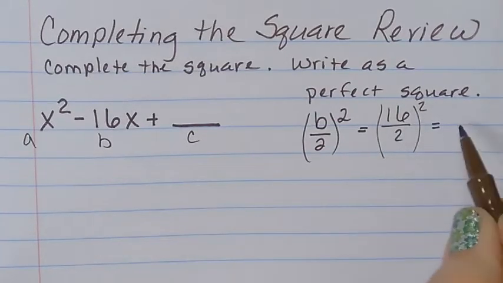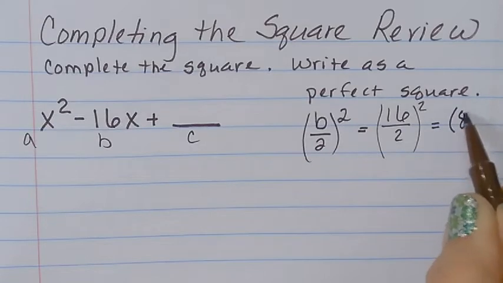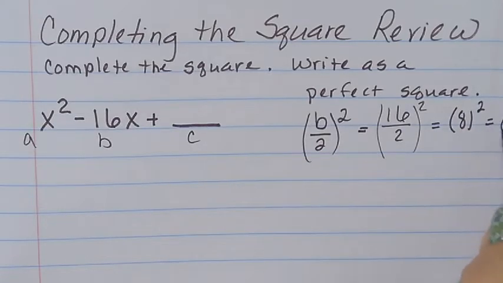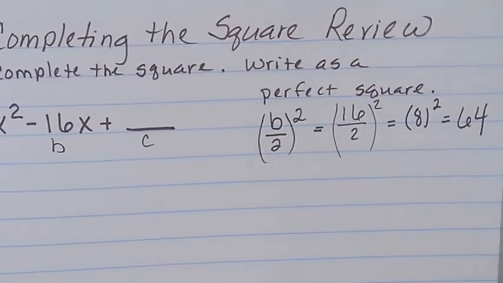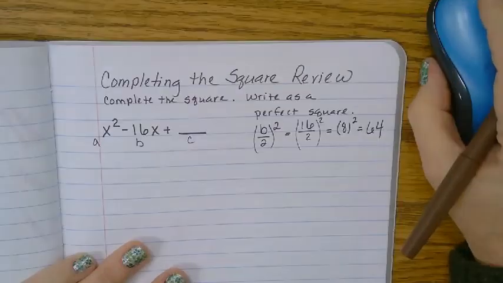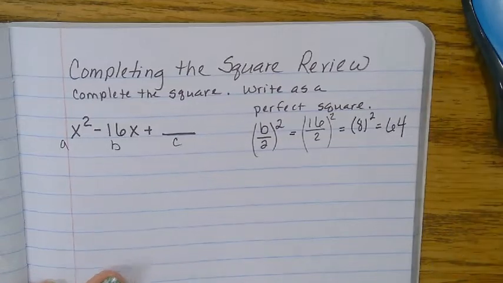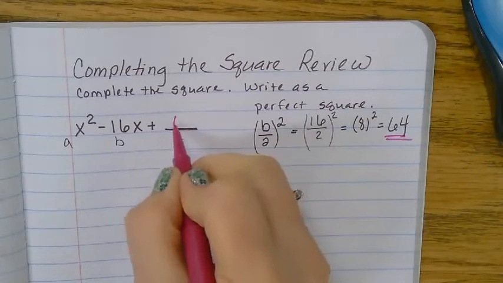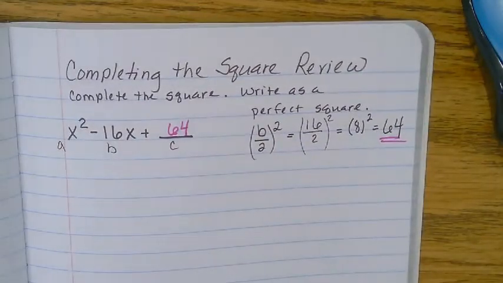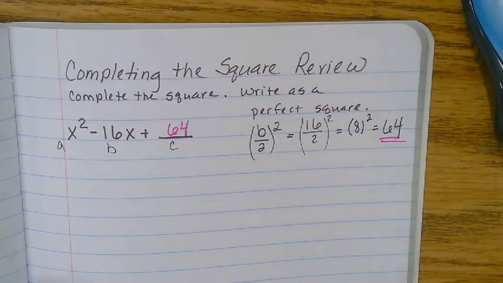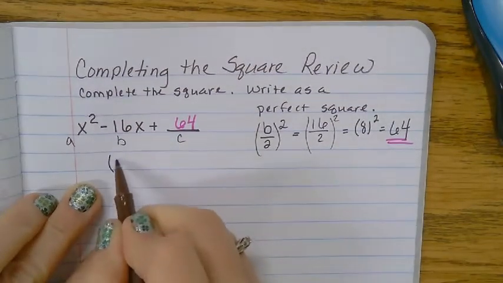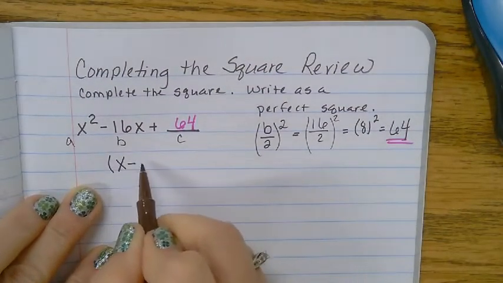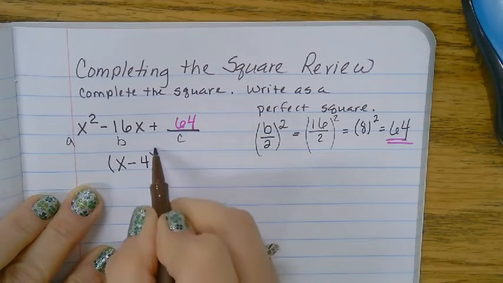So 16 divided by 2 is 8. 8 squared is 64. So that 64 is what goes in here to complete the square. So now if we factor this, we do the x and all that, we're going to get x minus 8 squared.